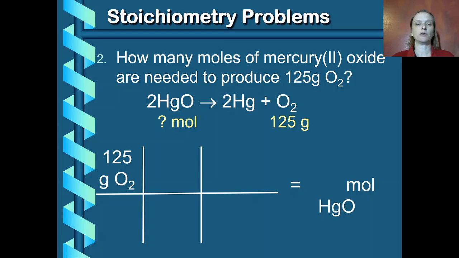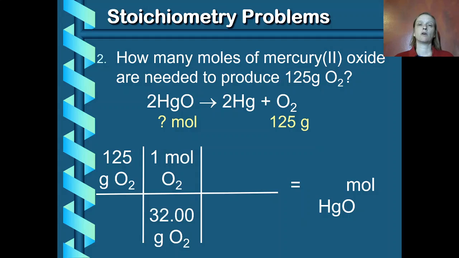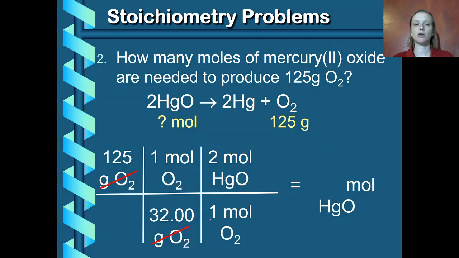I'll leave space for two conversion factors. I'm going to convert from grams of oxygen to moles of oxygen. The molar mass of a diatomic oxygen molecule is 32 grams for 1 mole. And now I need to convert from moles of oxygen to moles of mercury(II) oxide. I'm just going to use the mole-mole ratio from the balanced equation. 1 mole of oxygen gas corresponds to 2 moles of mercury(II) oxide.